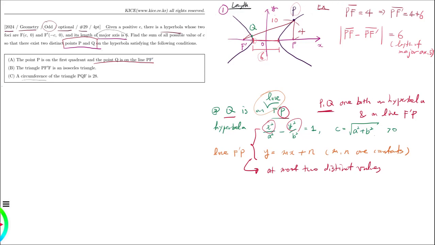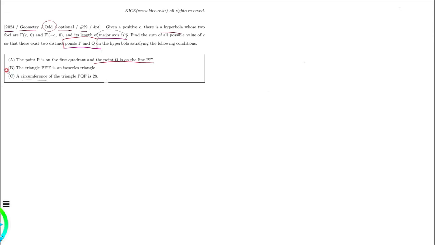Okay, and let's try to figure out the value of c satisfying those two conditions, b and c here. Let's draw some pictures first. Let's see condition b. It's about triangle P, F prime, and F.